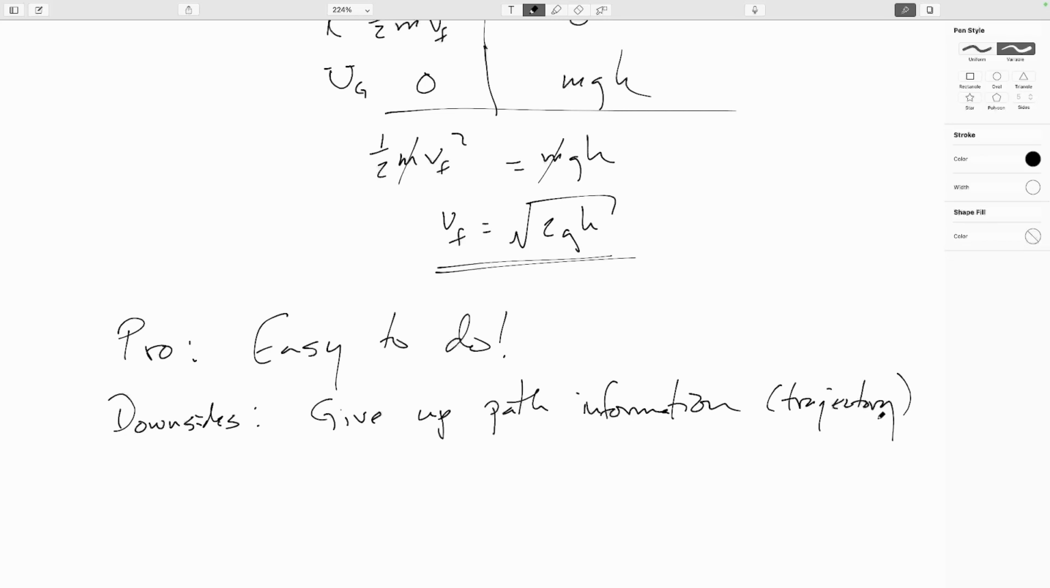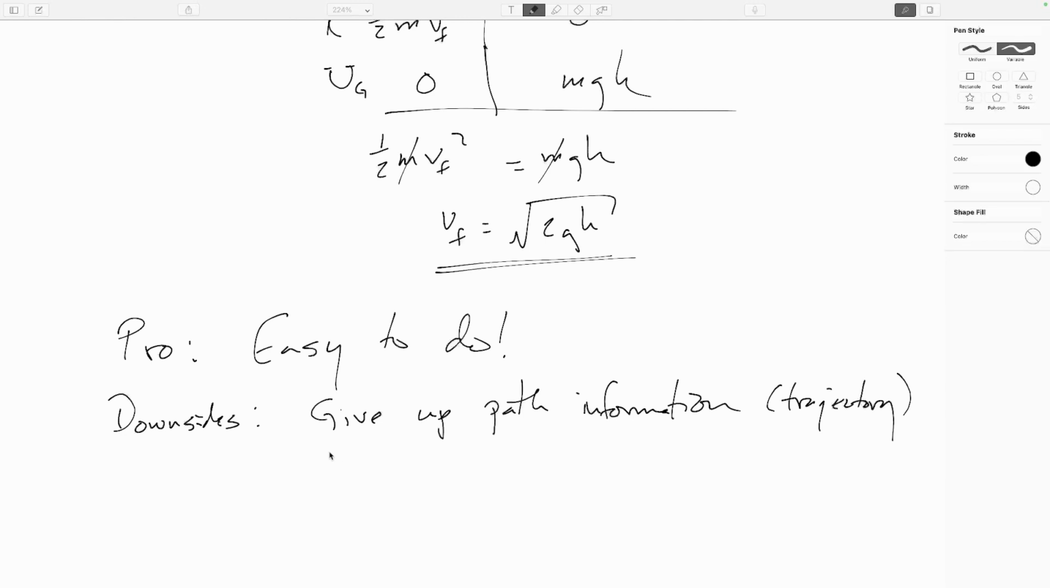For instance, if you remember when we do this sort of problem, say with a roller coaster or something like that, you knew the trajectory of the roller coaster. It was the track, or at least you hope it's the track. Otherwise, you'd be in real trouble. So one of the downsides is that we don't know the path information, so if we need that, we'll have to do it some other way.